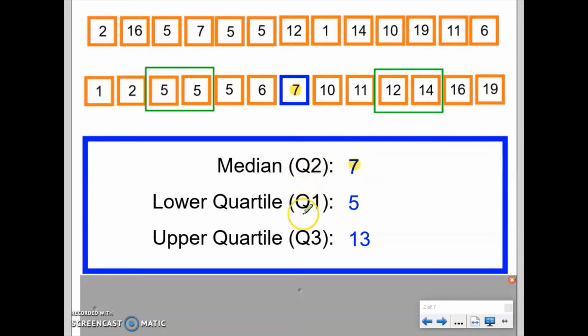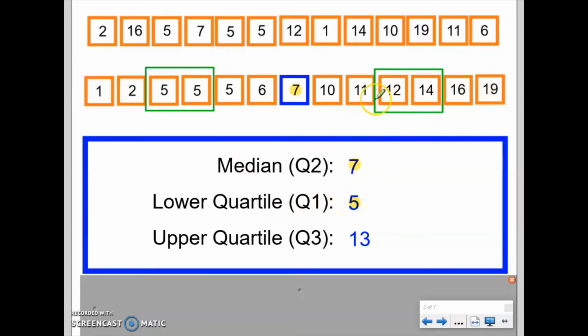I then went to find Q1, the lower quartile. So I focused on the numbers to the left-hand side of the median, and I used the same method to find the lower quartile. Because I was left with two numbers, I had to work out the midpoint of the two numbers, or I had to add them together and divide by 2. So that gave me Q1, the lower quartile, being 5.